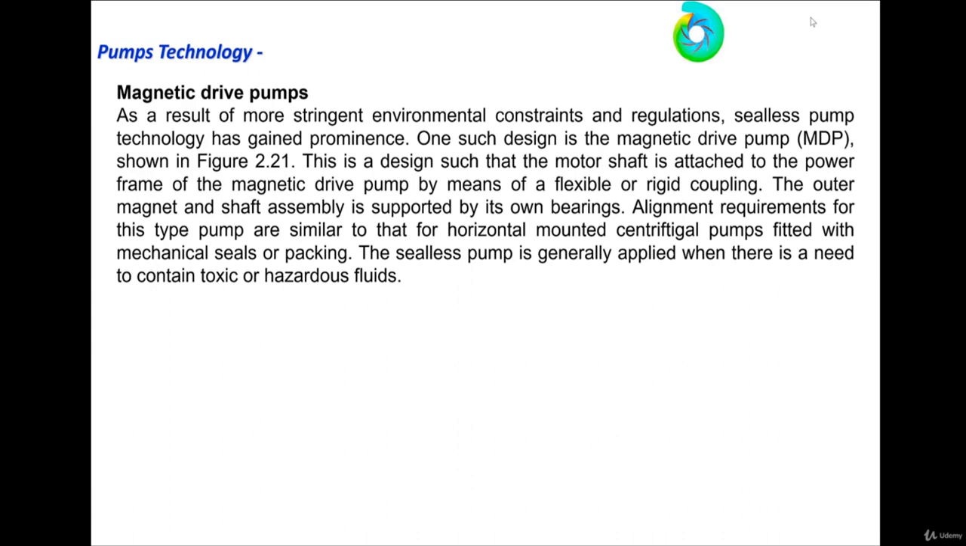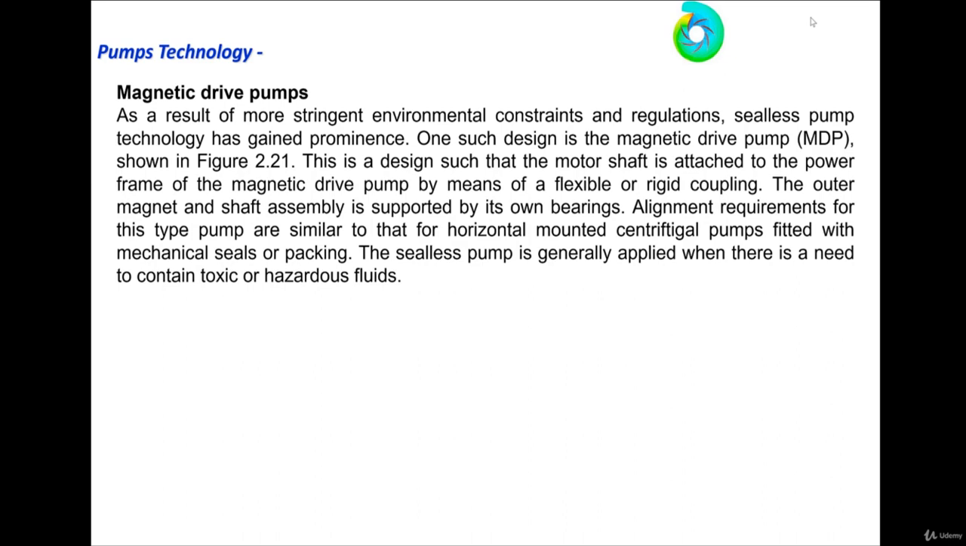The other way of sealing a pump is the sealless pump. A sealless pump has no seal because the shaft is in two parts, two halves. The shaft is not continuous from the pump going outside and on to the motor. It's called a magnetic drive pump. As a result of more stringent environmental regulations, that means you handle hazardous, flammable fluid, so the sealless pump technology has gained prominence, and such a design is a magnetic drive pump.